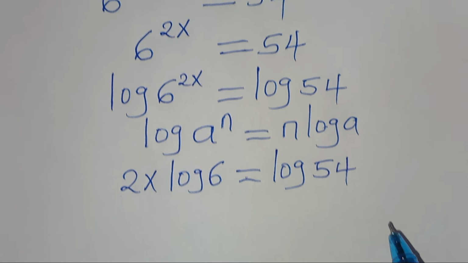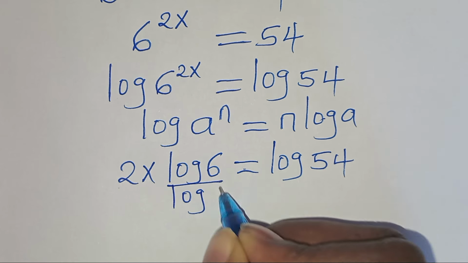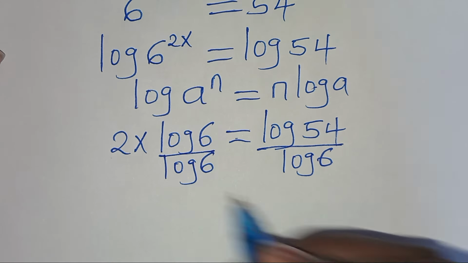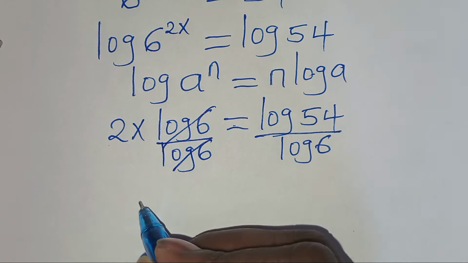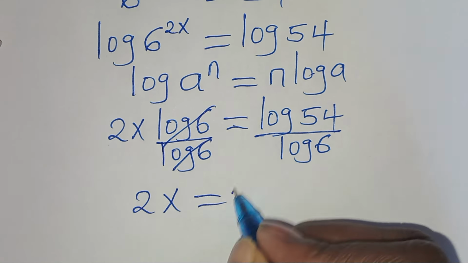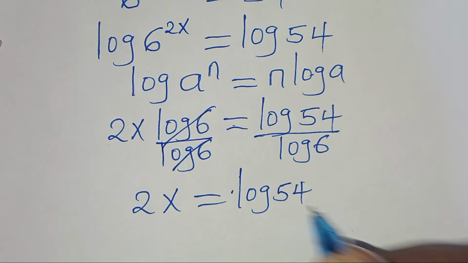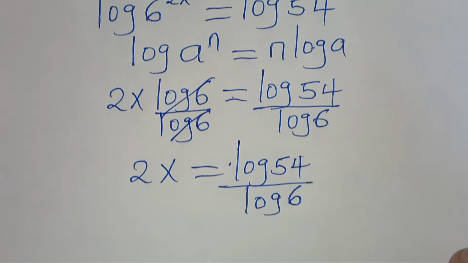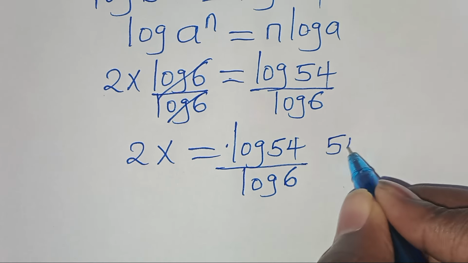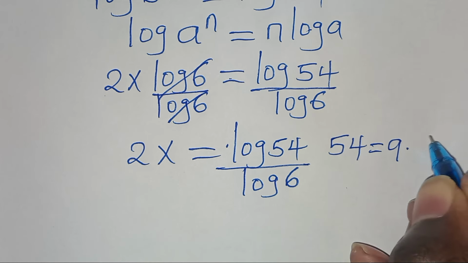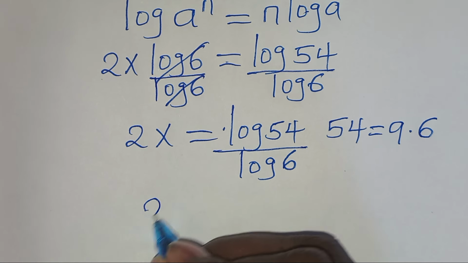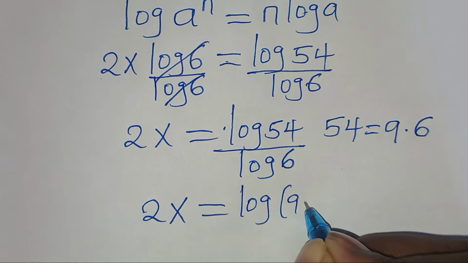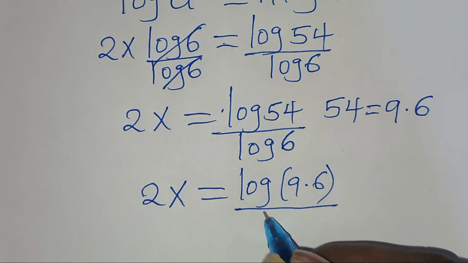So let's divide both sides by log 6. Also here we have log 6. So let's simplify log 6 and log 6 here, so that now 2x is equal to log 54 divided by log 6. The next step is that we can express 54 basically as 9 times 6. So that now here we have 2x equal to log 9 multiplied by 6 divided by log 6.